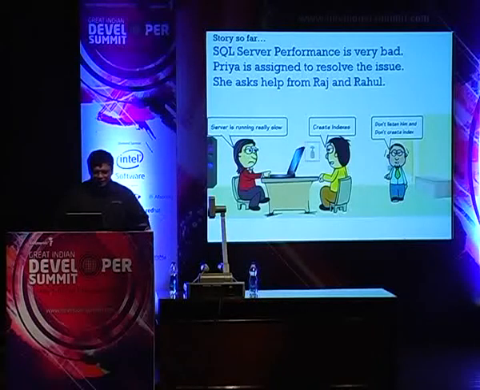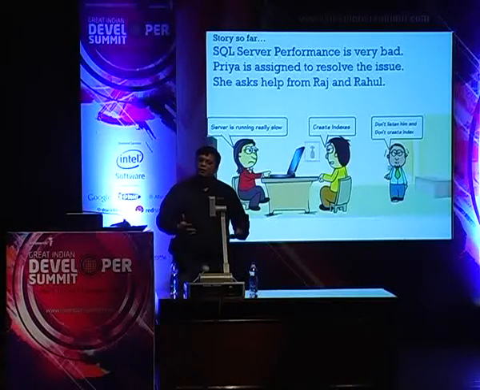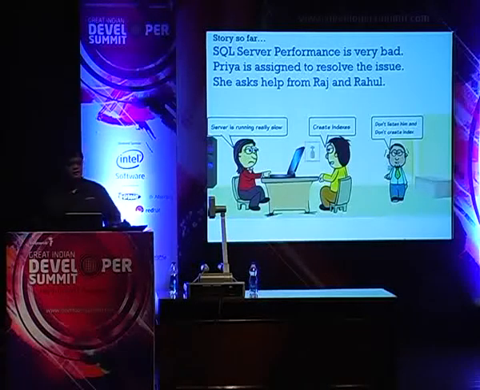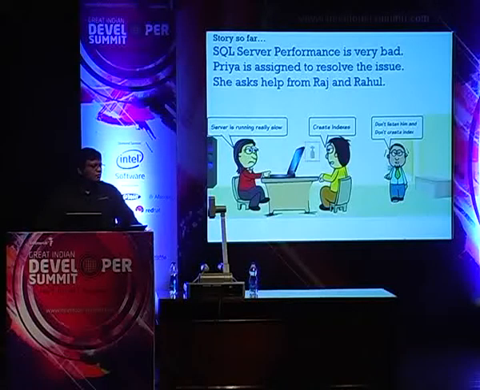Okay, story so far. SQL Server performance was bad. Priya was assigned to tune the performance. Naturally, Raj and Rahul will help because they're colleagues. Don't you guys help your colleague? I do. I respect them. So the server is slow, so Raj and Rahul want to help. Raj was saying, create index, and Rahul was saying, don't listen to him, and don't create index. What should she do?